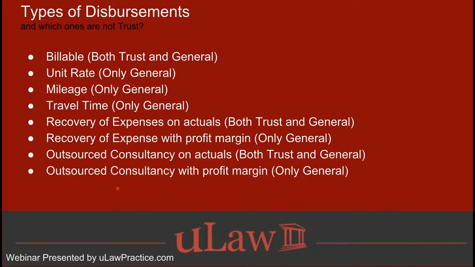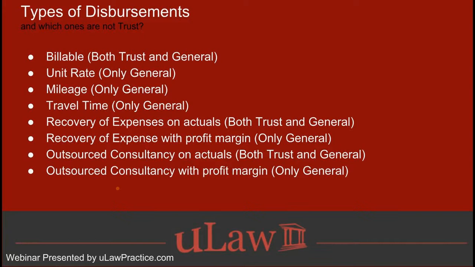Okay? If it's mileage, because that's what you're charging, or a unit rate, even including travel time, then it's best to do it through general accounts. If you're recovering expenses on actuals, as a general rule of thumb, then both trust and general are very good examples. If you're dealing with either a profit margin or a loss margin, then pretty much it's a general account. Okay? So if it's on actuals, both trust and general. If it's on margins, then it's always best to do it in general.